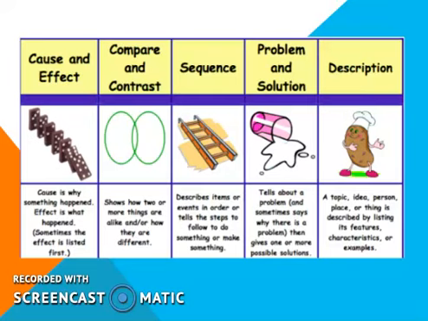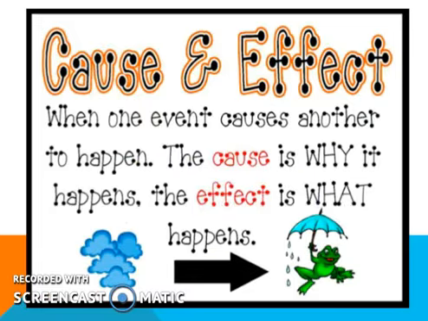Today we are going to be talking about 5 different types of text structures: cause and effect, compare and contrast, sequence, problem solution, and description. The first type of text structure we're going to review is cause and effect.